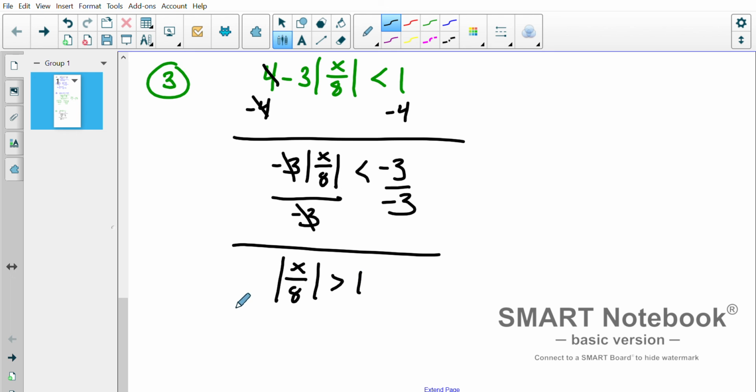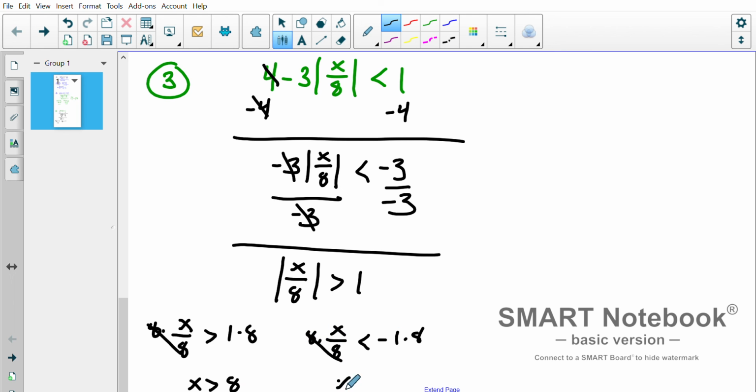Now we can split this up to get our two equations. So we have x divided by 8 is greater than 1, and x divided by 8 is less than negative 1. Instead of dividing by 8, our inverse is to multiply by 8. So x is greater than 8. Multiply both sides by 8 again, and x is less than negative 8.